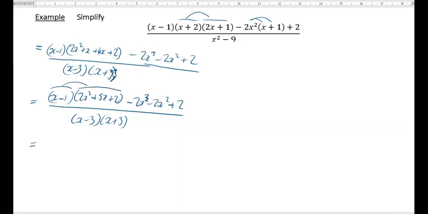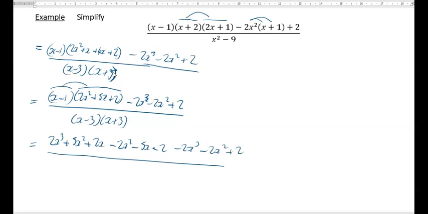So your x multiplies the 2x squared to give you 2x cubed. X multiplies the 5x to give you 5x squared. X multiplies the 2 to give you 2x. And minus 1 multiplies the 2x squared to give you minus 2x squared. Minus 1 multiplies the 5x to give you minus 5x. Minus 1 multiplies the 2 to give you minus 2. And then whatever you had left in the numerator, just write it in. And then write in your denominator again, which was x minus 3 upon x plus 3.